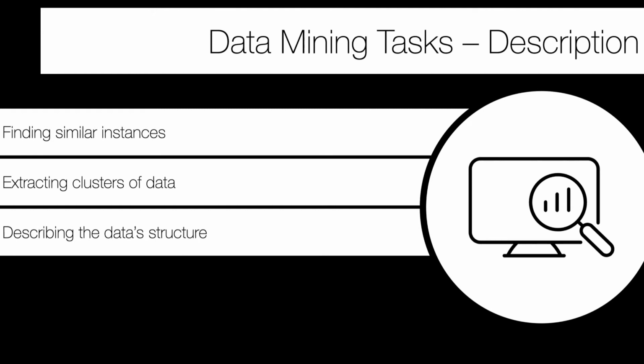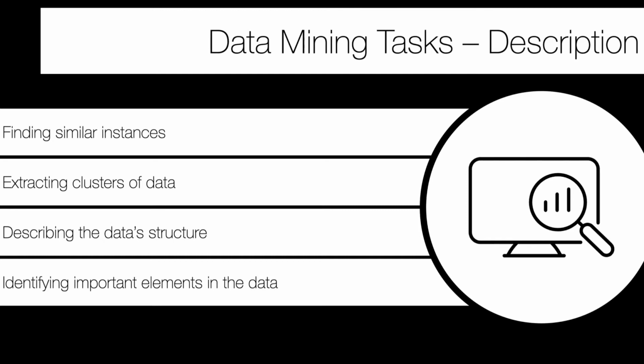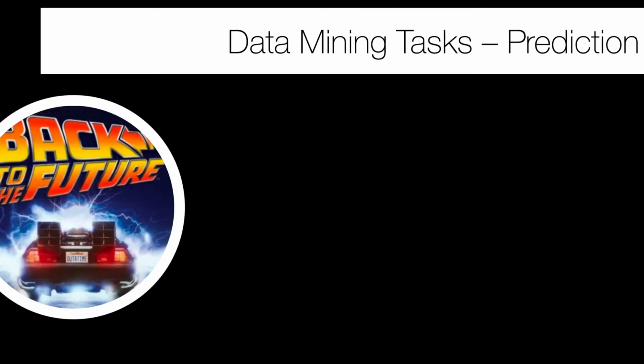We might describe the structure of the data, so where is this data distributed? What are the models that are driving aspects of the data? Or we can just identify important elements of the data. So maybe this is, what is the major driver of educational attainment in the United States? That's probably socioeconomic status, more so than IQ. Things like that. Those are all descriptive tasks.